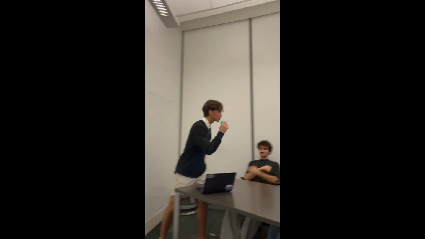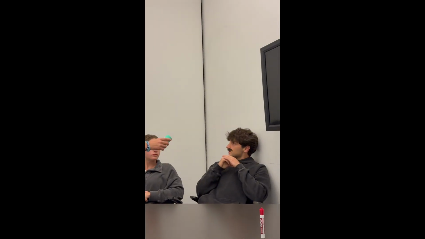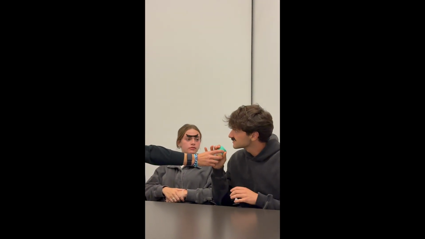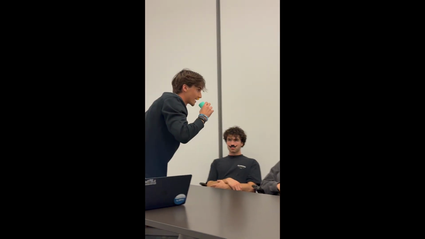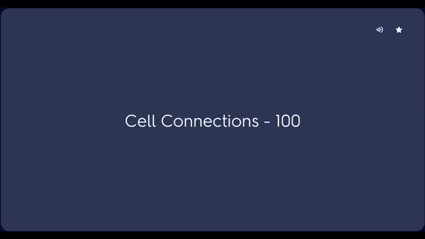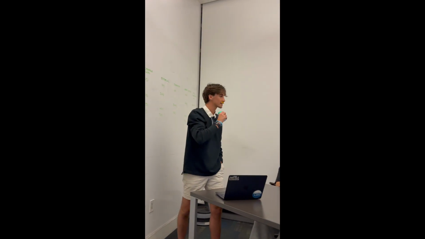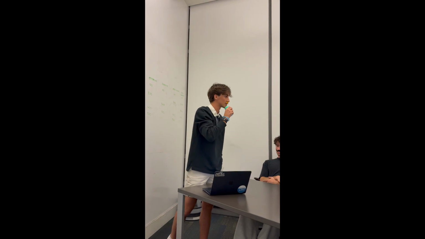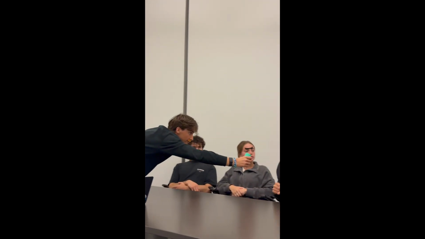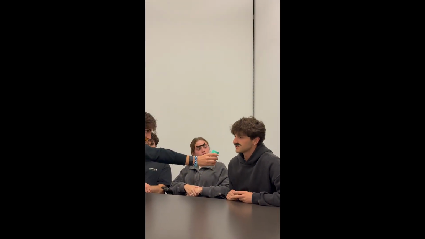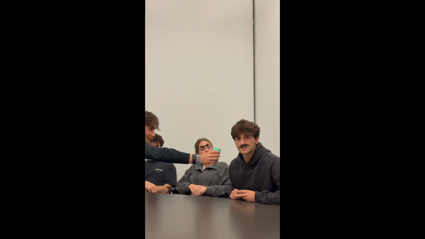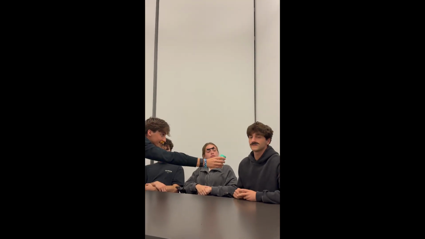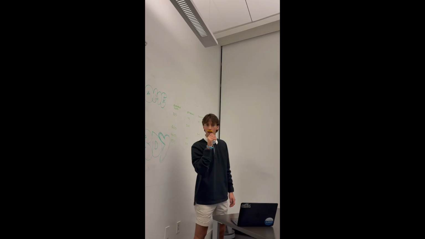Back to Bart. What would you like? Let's go with cell connections 100. What is the function of tight junctions? Tight junctions. The function is to seal cells together to prevent leakage. That is correct. Well done, Bart.